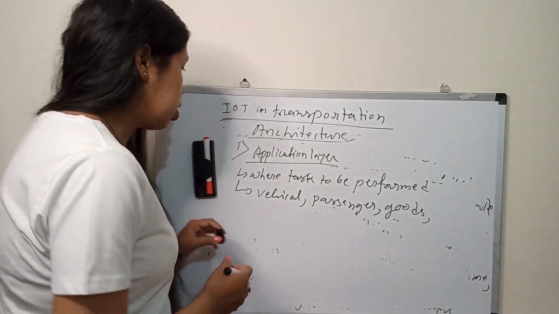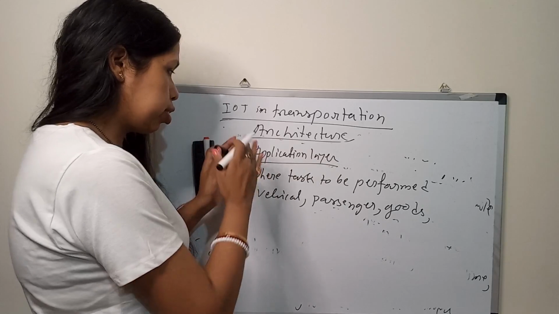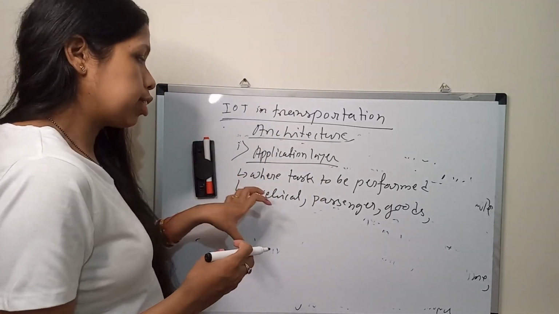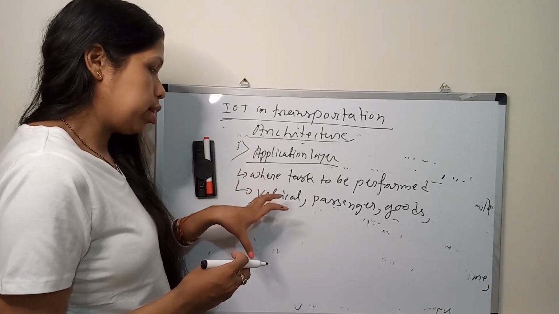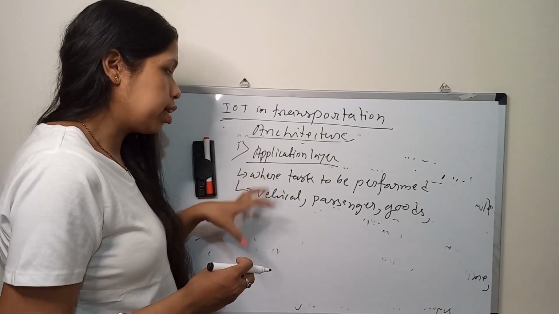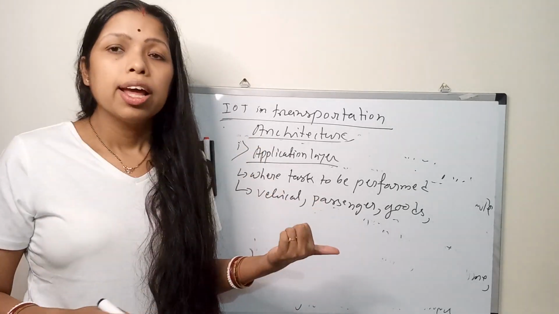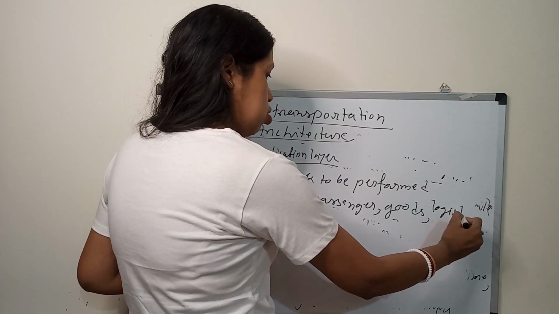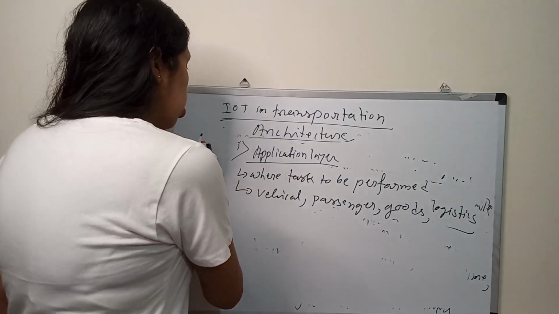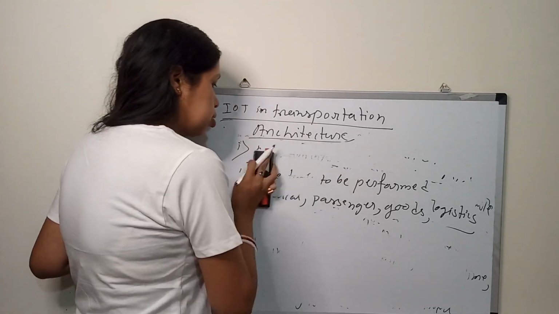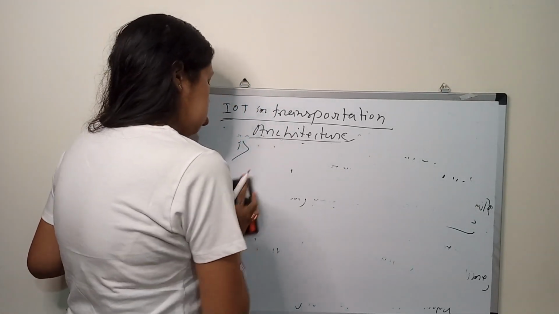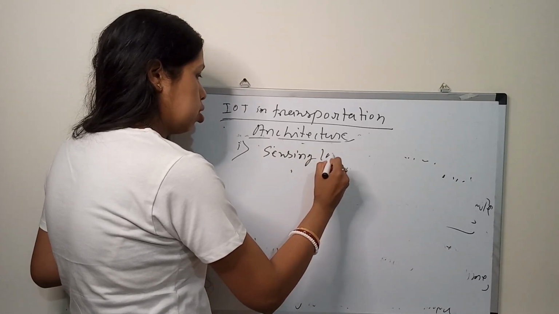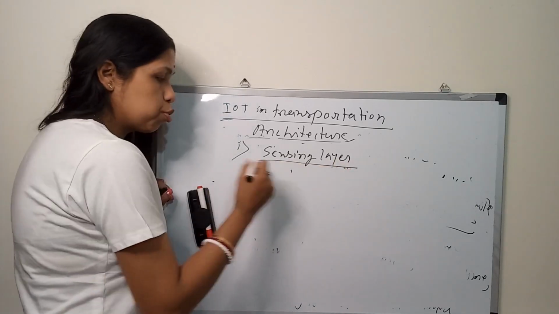Next, this entire application layer is related to the other layers also. So whatever tasks are to be performed, and the location of these tasks, are under the application layer, like vehicle, passenger, and goods, and logistics also. Next come to the sensing layer.